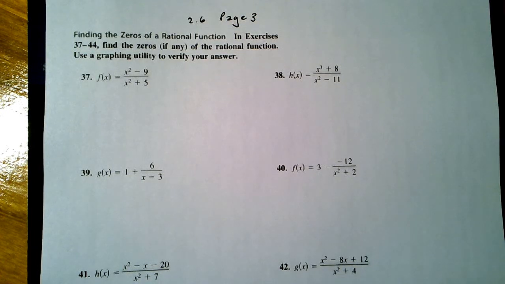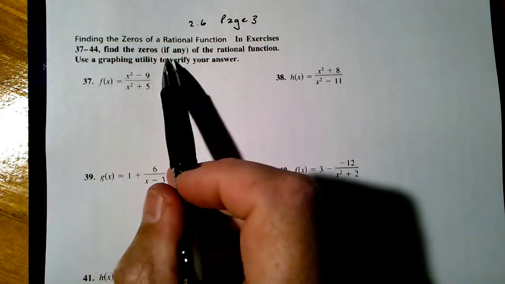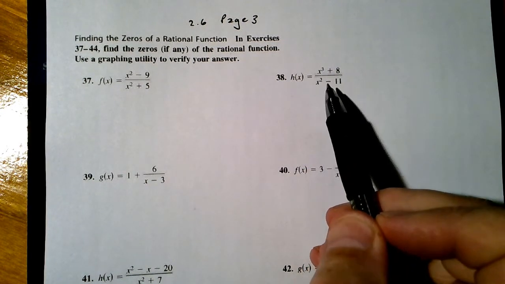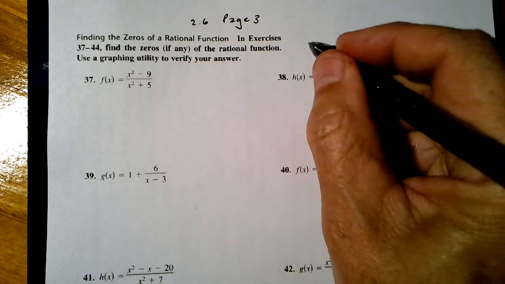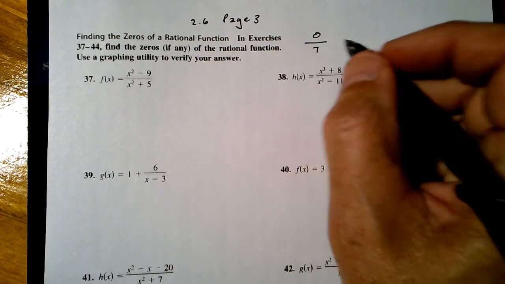Okay, page 3 of 2.6, we're going to get right to it. Actually, probably easier than some of the others we've done. So this says find the zeros of the rational function. In other words, what value of x makes this 0? Well, when is a fraction 0? A fraction is 0 if the numerator is 0.